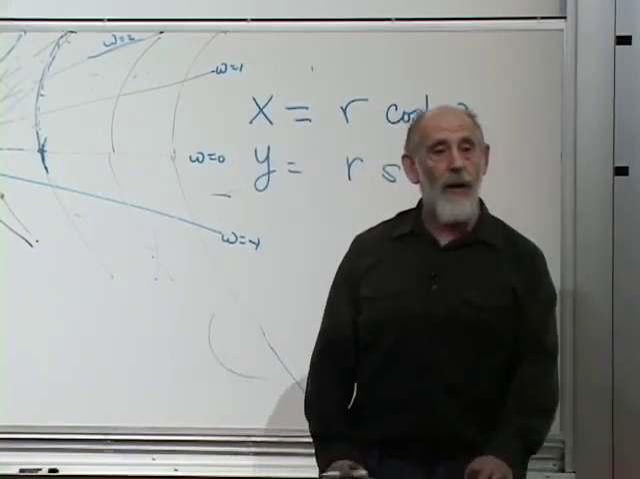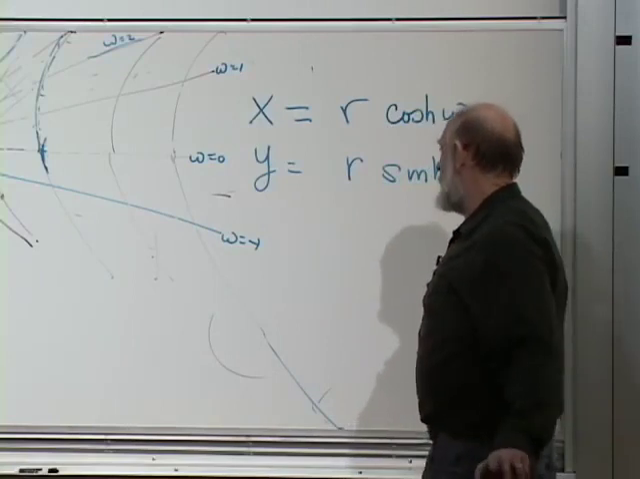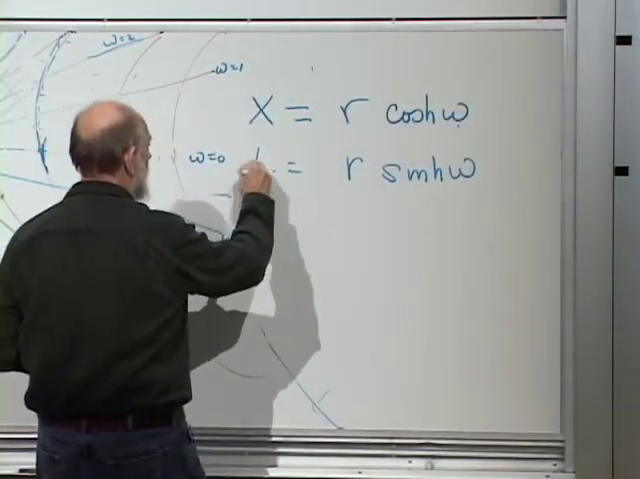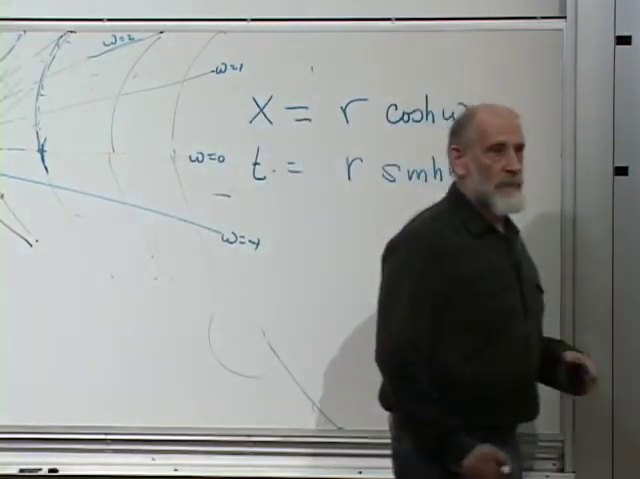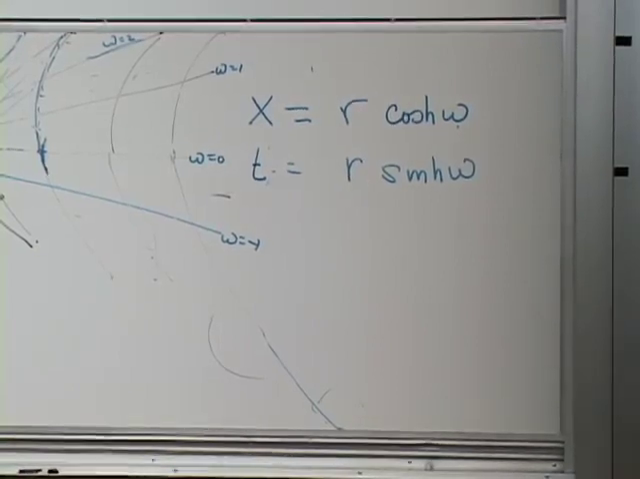Okay, that's the... Why is that y instead of t? Sorry, t. My mistake, t. My mistake. Okay? Right. That's the coordinate transformation.